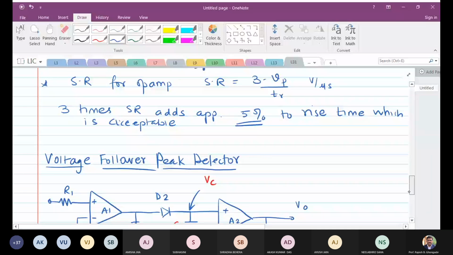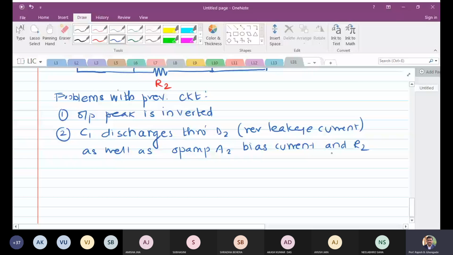Number three, circuit input impedance is not very high. Can you tell me the reason? Why is the input impedance low in this circuit?